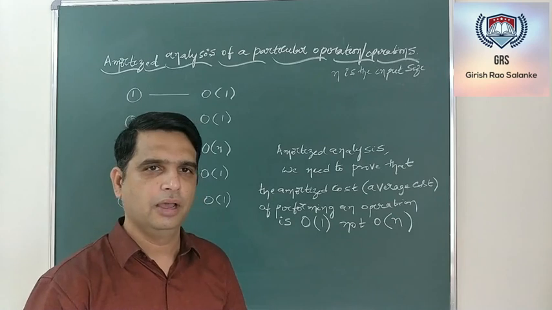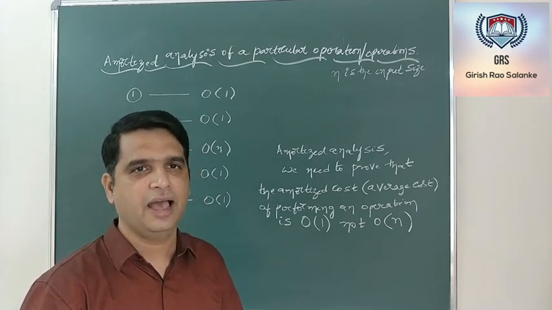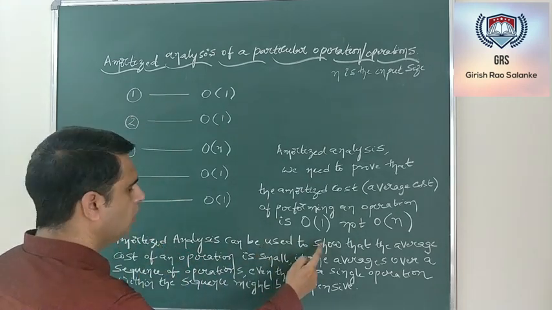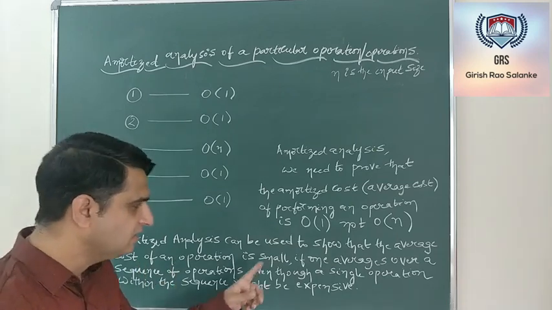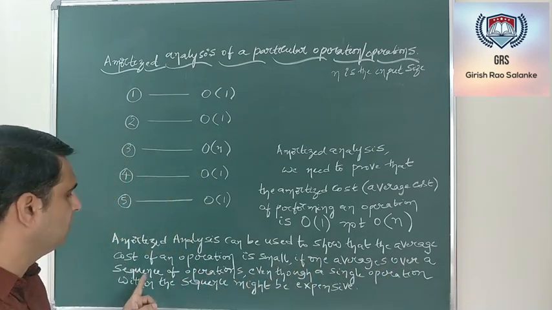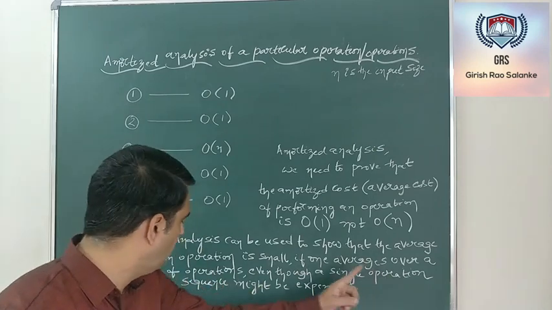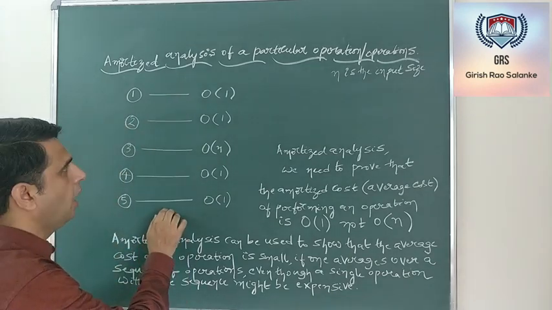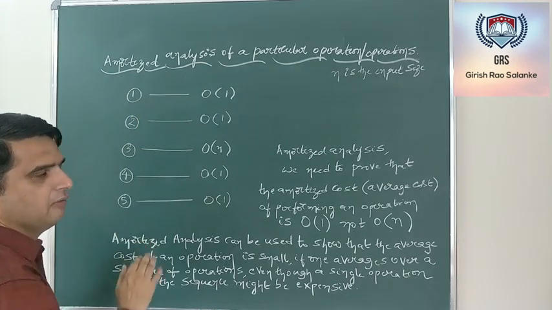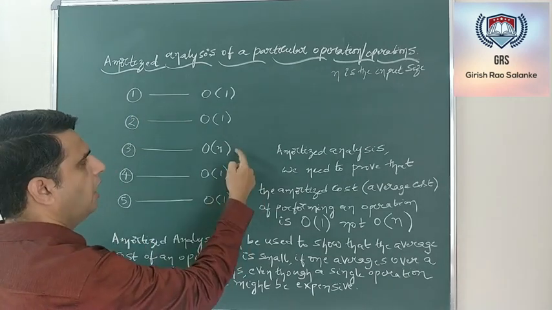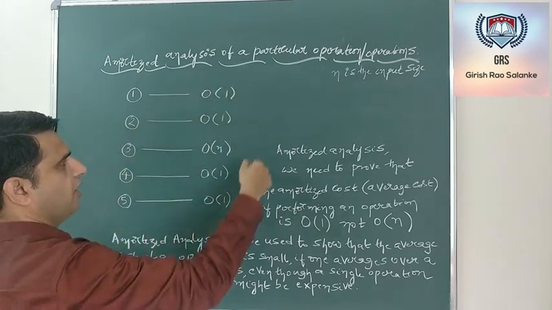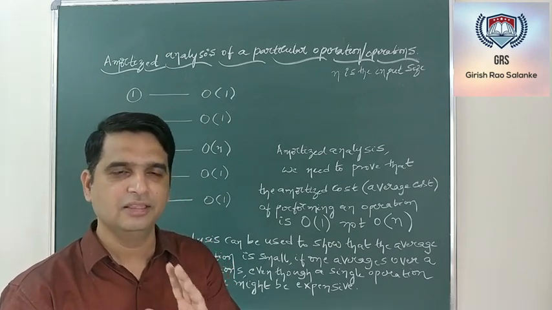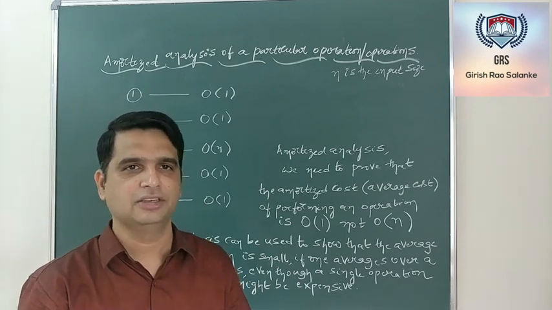Now, to put it into a simple statement, let me write the amortized analysis as: amortized analysis can be used to show that the average cost of an operation is small if one averages over the sequence of operations, even though a single operation within the sequence might be expensive. In the sense, if you take this particular example, out of the five operations, only one operation is order of n. But when you take the average of all these five operations, the average cost turns out to be very small. That is what we need to prove in case of amortized analysis.